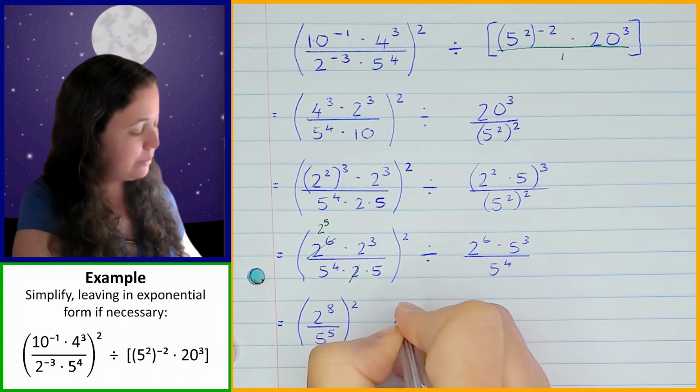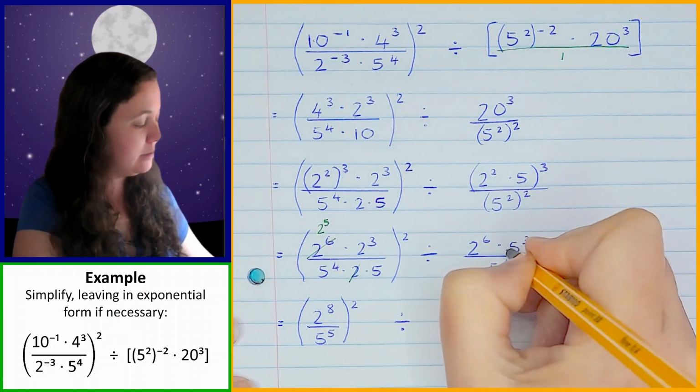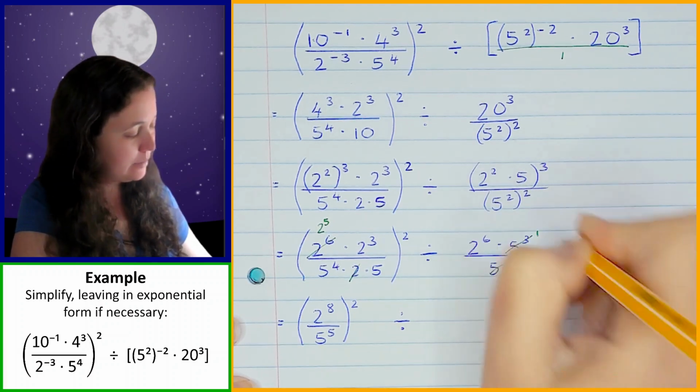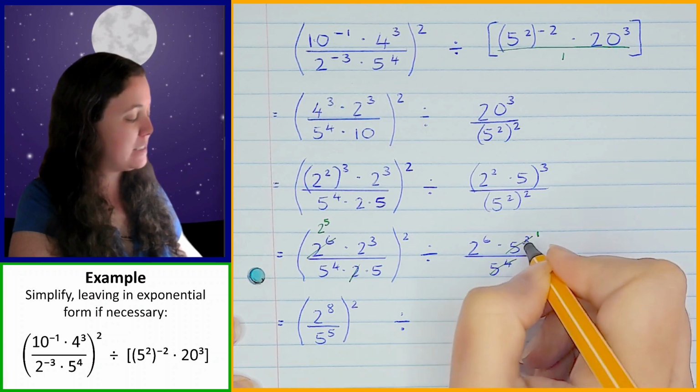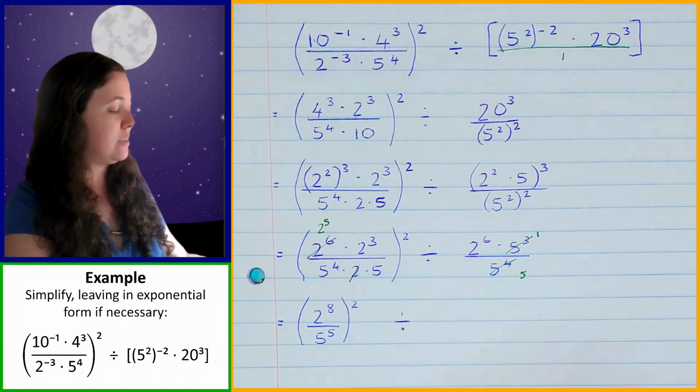And it is divided by, over here, I can simplify the 5 cubed and the 5 to the power of 4. 5 cubed goes in there once. If I divide, I get 5 to the power of 4 minus 3, which is 1. So I don't need to write that one, it's just 5. So 2 to the power of 6 over 5.